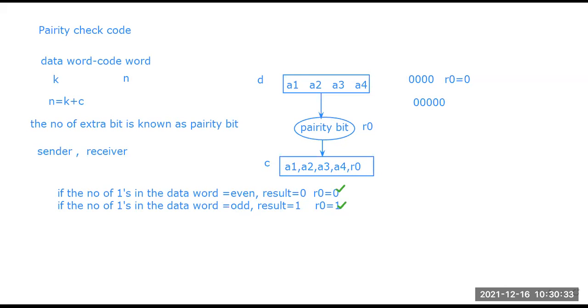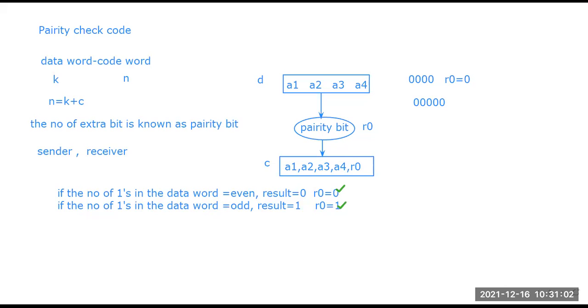The parity bit value will be added as 1, right? So in both these cases, depending upon the total number of ones, we add this parity bit for error detection. At the sender side we add the parity bit, and at the receiver side we do the same thing to find out whether there is an error.